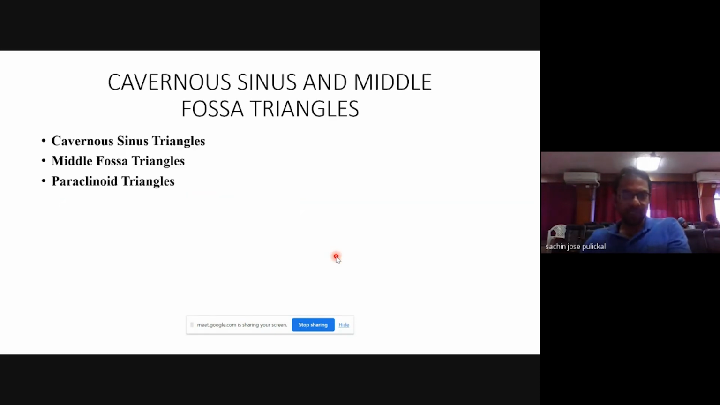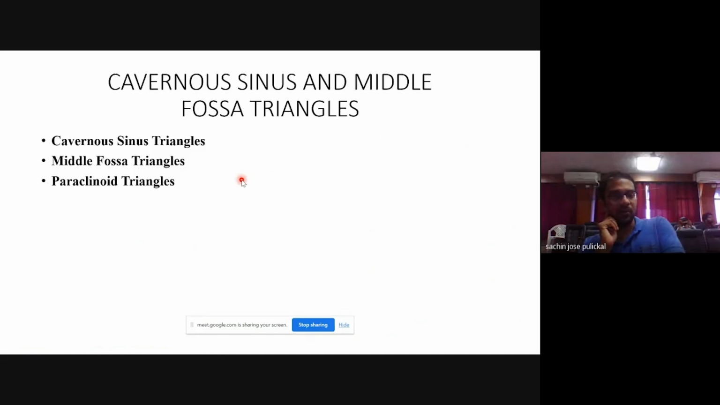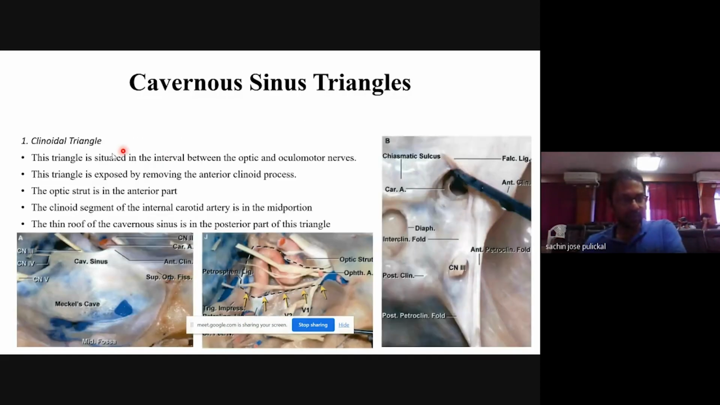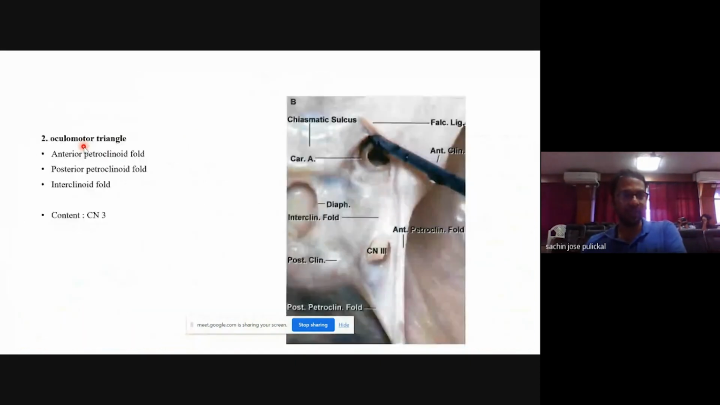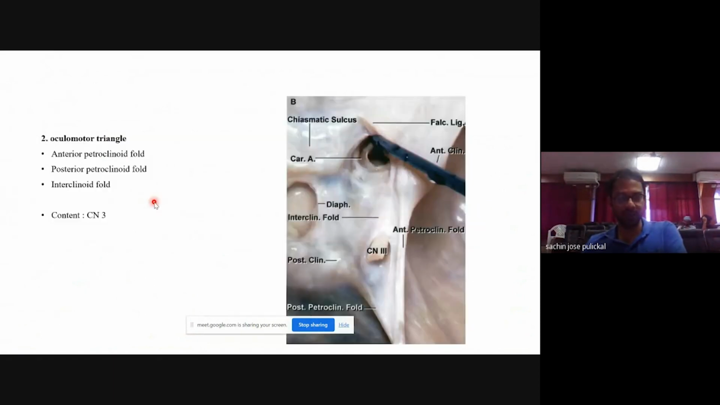So I think that finishes the neural relations of cavernous sinus. Coming to the concept of cavernous sinus and the middle fossa triangles. So there are cavernous sinus triangles which are important. The first cavernous sinus triangle is the clinoidal triangle. The second one is the oculomotor triangle. Third one is supratrochlear triangle. The fourth one is infratrochlear triangle.